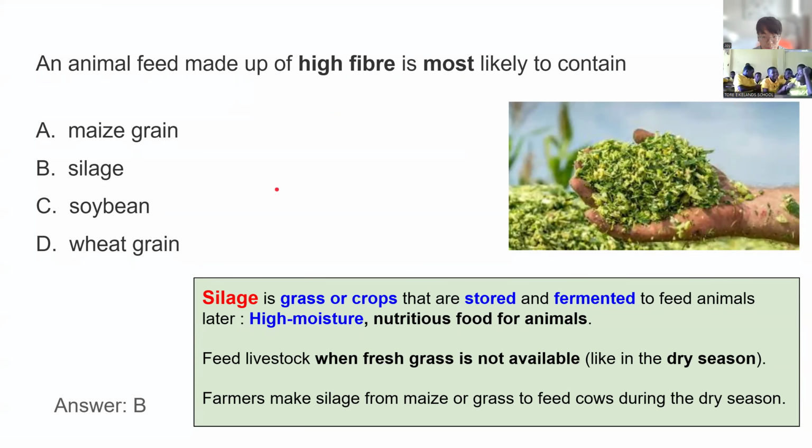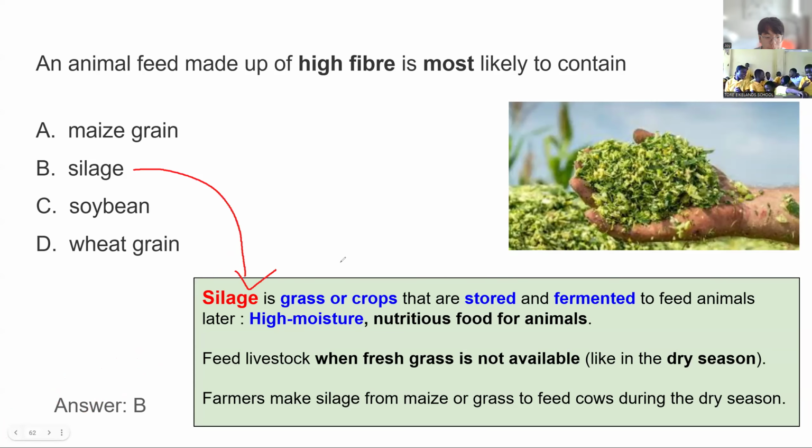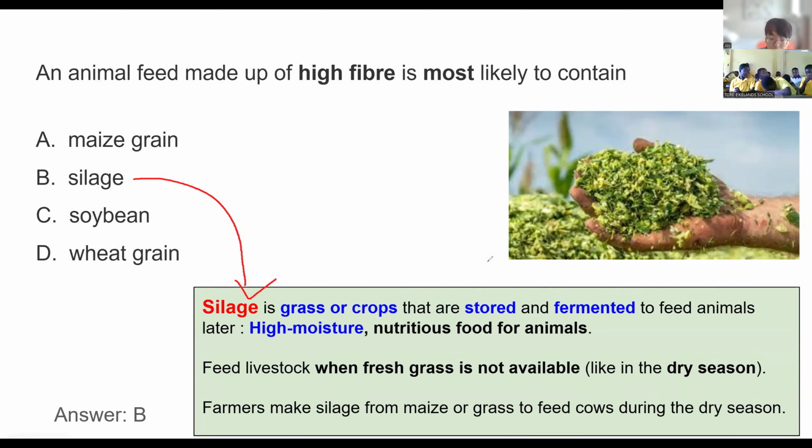Yeah, the answer is B. It's the silage. Silage here is grass or crops that are stored and fermented to feed the animals later. They're very high in moisture, meaning they contain a lot of water, and they provide a lot of nutrients for the animals.